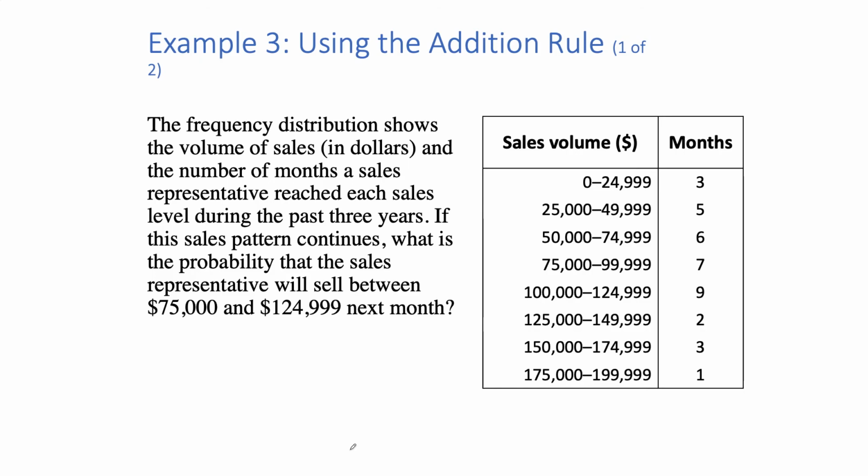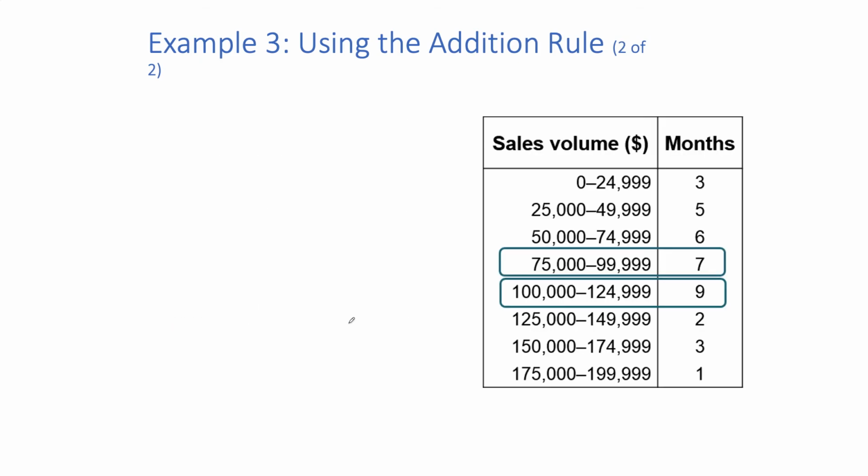Here's another example. We have a frequency histogram on sales figures, sales volume. It tells us for each range how many months there were when sales were made in that range, for the past 3 years. If the sales pattern continues, what is the probability that the sales representative will sell between $75,000 and $124,999? Given the pattern exhibited in the data, what is the probability that the salesperson realizes sales between 75,000 and 124,999?